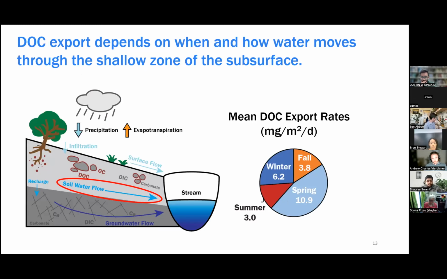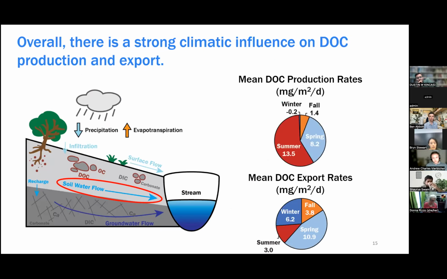However, the export, or the amount of DOC that gets carried into the stream, depended more on when and how water moves to the subsurface. And so, as I said, since DOC is typically more produced in the shallow zone, we typically see much more DOC being carried to the stream when we have water flowing through that zone. And that typically happens under those wetter conditions, like after a rainstorm or after snowmelt. So overall, we have a pretty strong climatic influence on DOC production and export through increased production during warmer temperatures and increased export under wetter conditions.